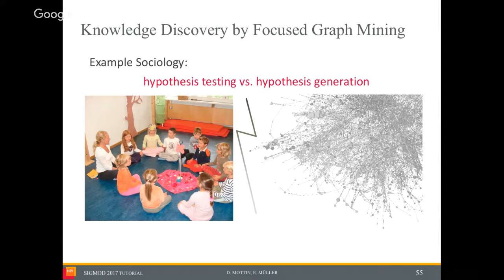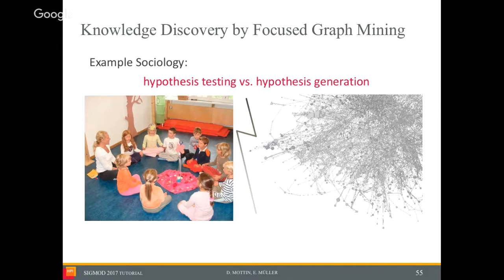And now, as a final slide, let me show you what we achieve with this in a very practical manner. Here on this slide, you see on the left-hand side what sociologists do at the moment when they perform analysis in a social network. A sociologist has some hypothesis, and then she or he goes to a kindergarten and tests this hypothesis with real humans, with children. Now, this is hypothesis testing.